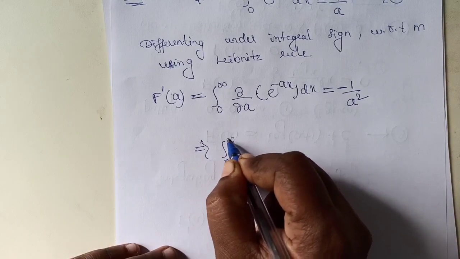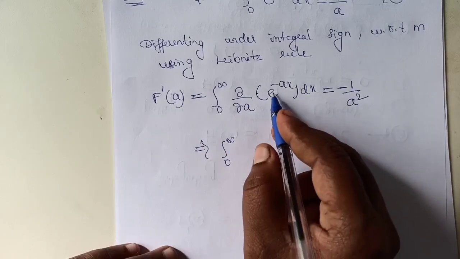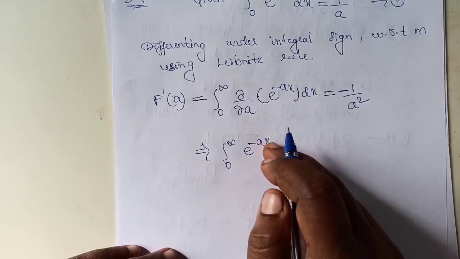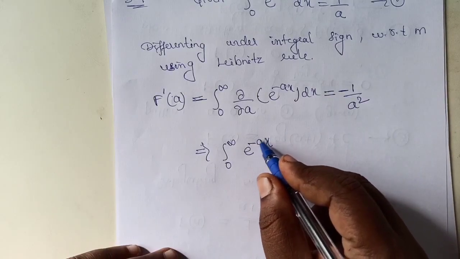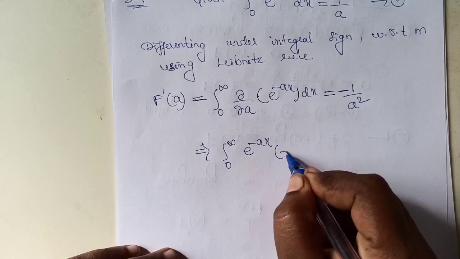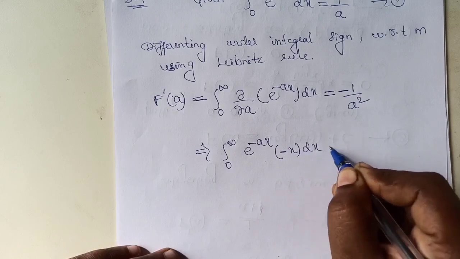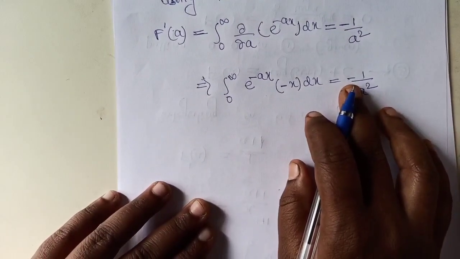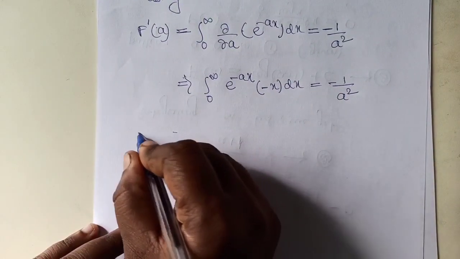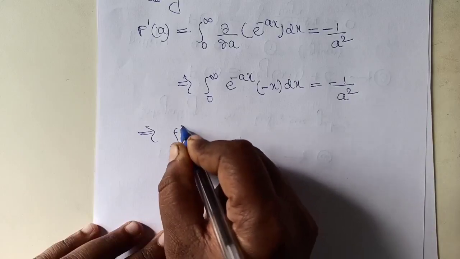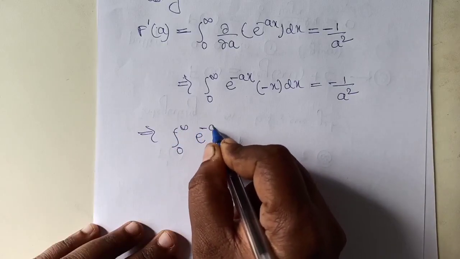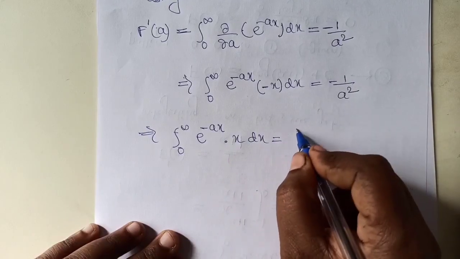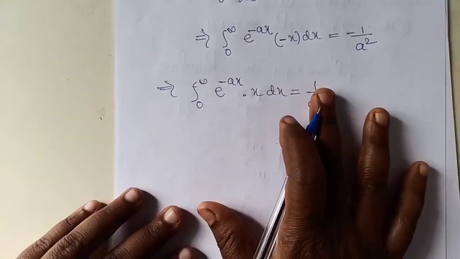integral 0 to infinity, the partial differentiation of e raised to minus ax, where we have to differentiate minus ax, gives minus x, into dx, equals minus 1 by a square. The minus sign gets cancelled. So we can write it as integral 0 to infinity e raised to minus ax into x into dx equals 1 by a square. This is the first step of differentiation.